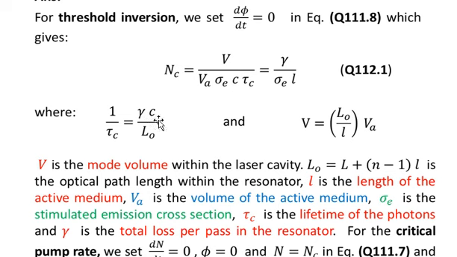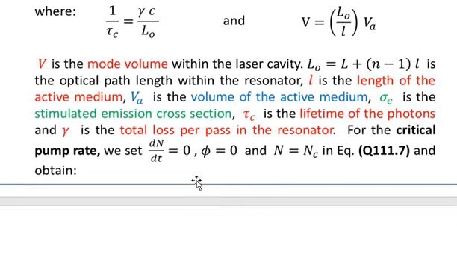The right hand side, gamma over sigma E over L, is written where we have used 1 over tau C equal to gamma times C over L naught, and V equal to L naught over small l. This whole parenthesis is multiplied by VA. These terms have been defined in this paragraph.